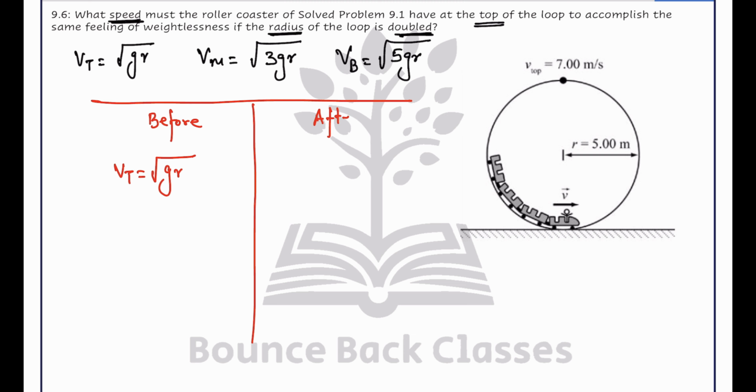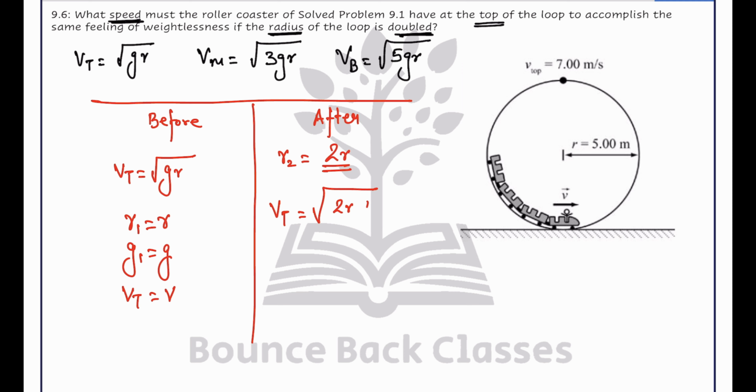After, so what is the change? Now your R2 becomes 2 times the radius. Clear? Because R1 is your R, G1 is your G, Vt is equal to V. Okay, now place the values. V top is equal to root of 2RG. So can I bring root 2 outside, and can I say V top 2, V top 1? So can I say V new velocity is root 2 times the velocity V top 1.